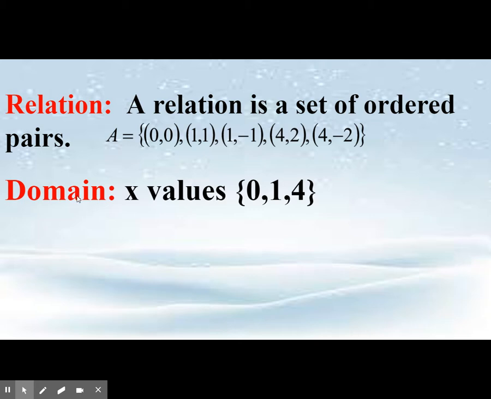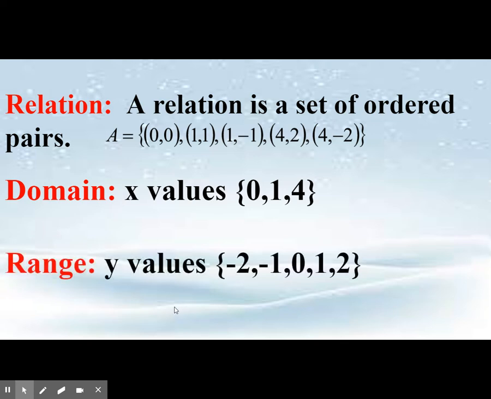Now, when you write them down as a domain, you put them in order, least to greatest, and you don't list them more than once. Like if I look up here, I have a 1 here and a 1 here. But I only write it one time in the domain. You won't write 0, 1, 1, 4, 4. You don't need to do that. So the domain is the x values. So what are our x's? We have a 0, 1, and we have a 4 for the x value.